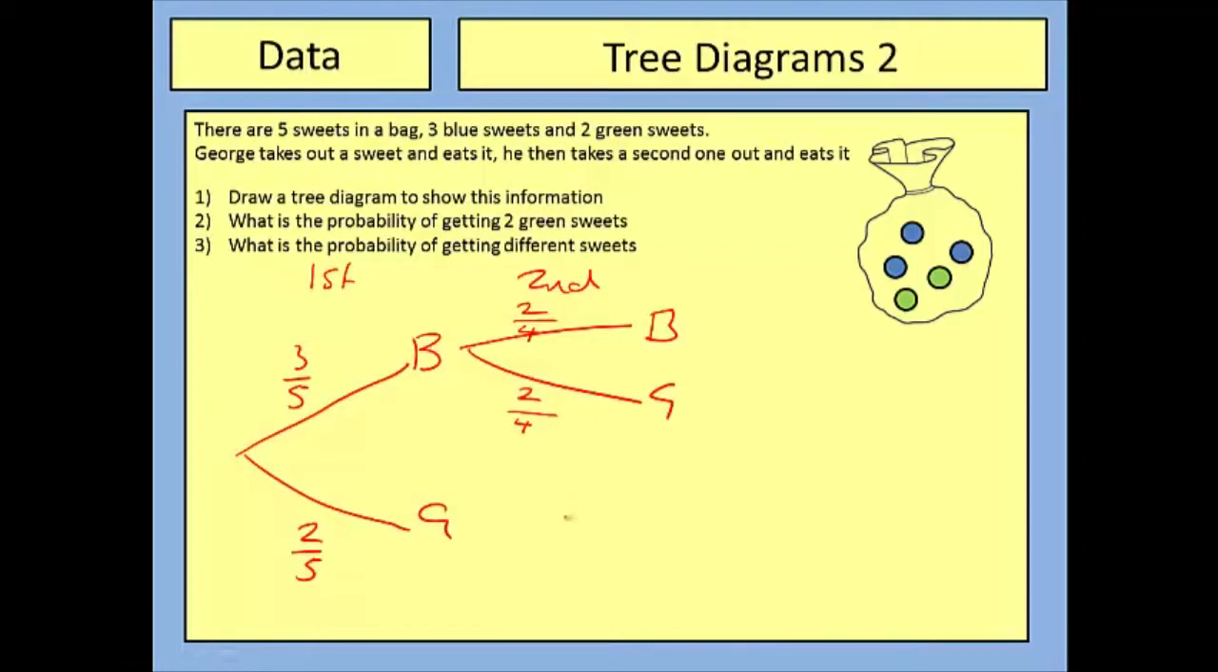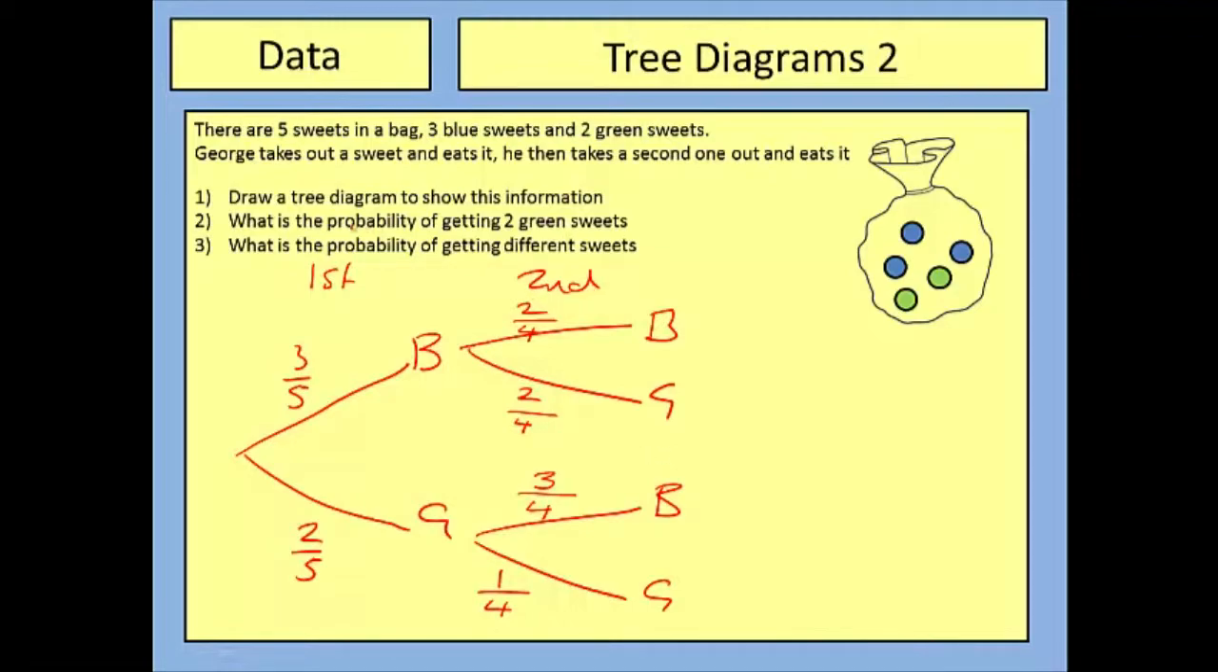If I just rewind and go back to the start of my tree diagram, let's say George actually took out a green sweet to begin with. That means that when he comes to his second pick, he can still get blue or green, and this time there are still 3 blue sweets in the bag, but there are now only 4 sweets in total. There is now only 1 green sweet and 4 sweets in total. So this is my tree diagram completed.